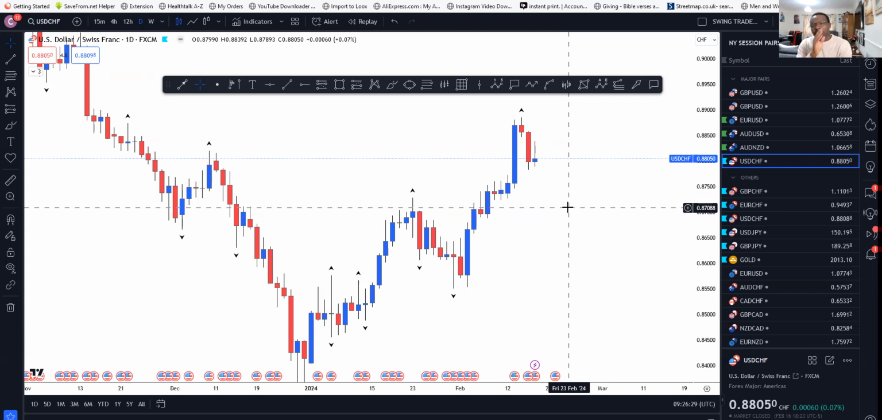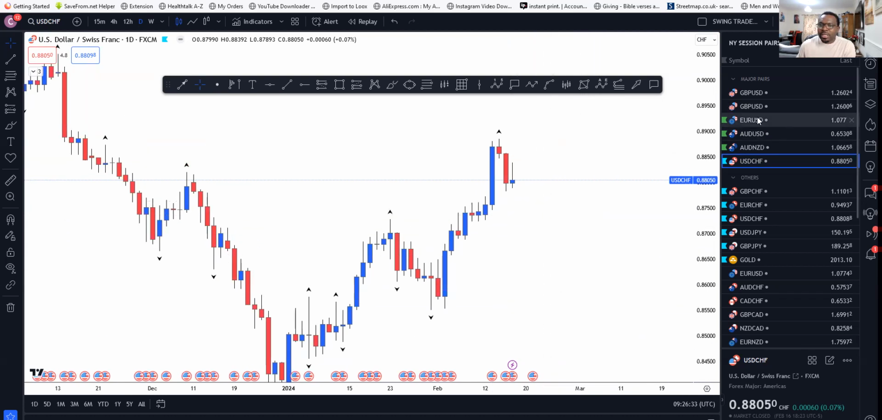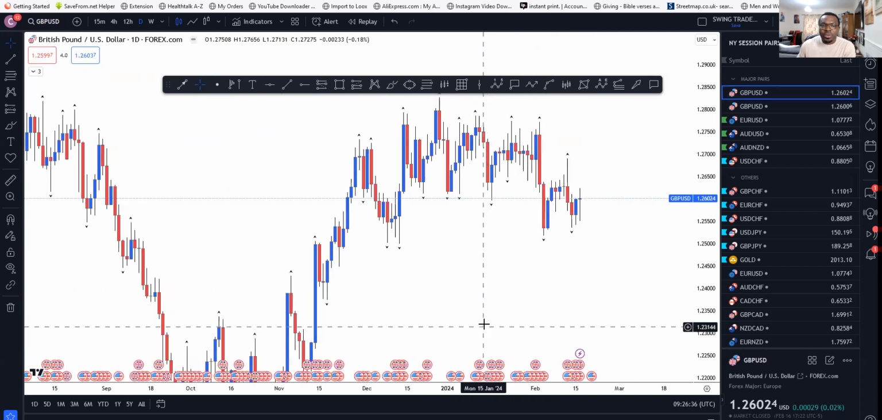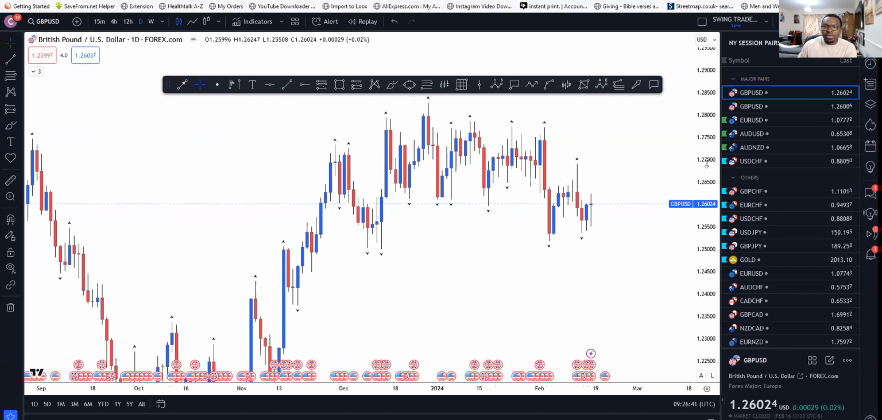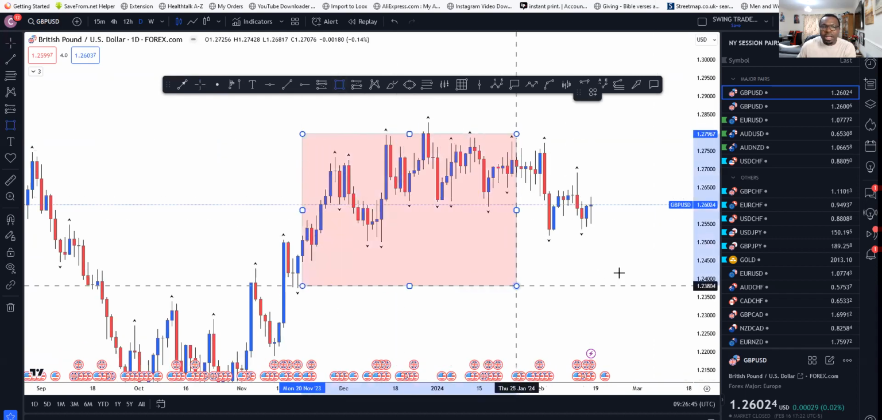Okay, now let's look at the market. The first thing is I want to look at GBP USD and see what the market has been doing over the period of time. As you can see, the market has been consolidating on the daily time frame. You can see consolidation. Crazy market here.